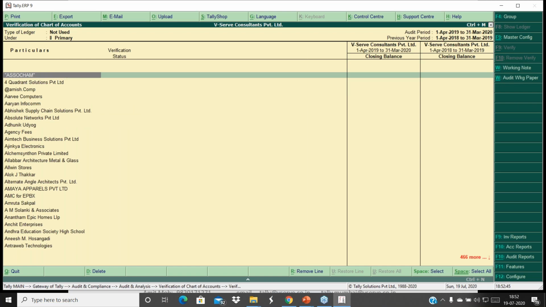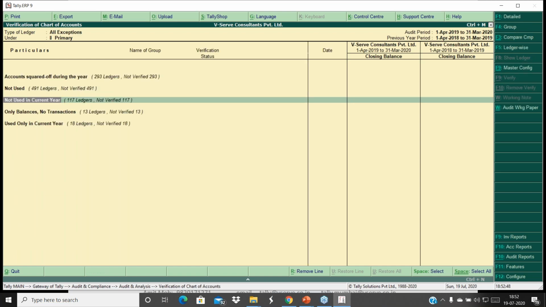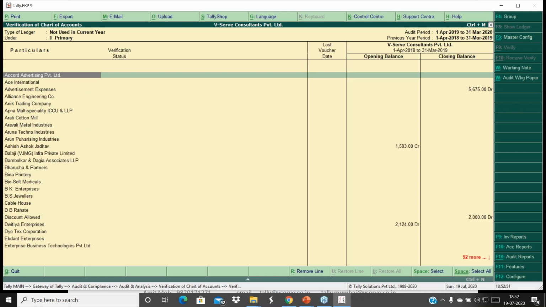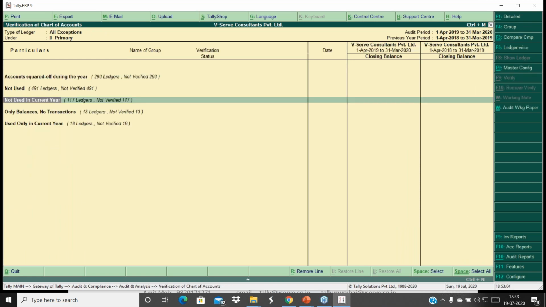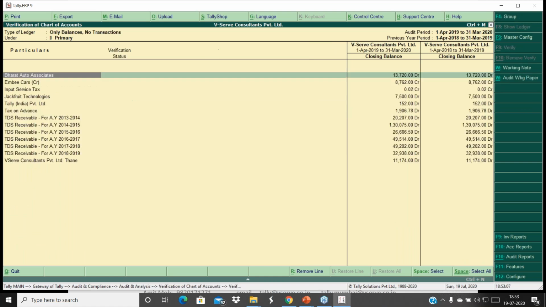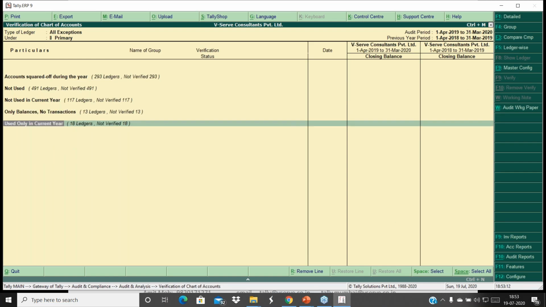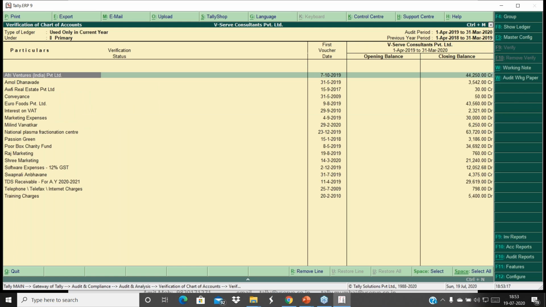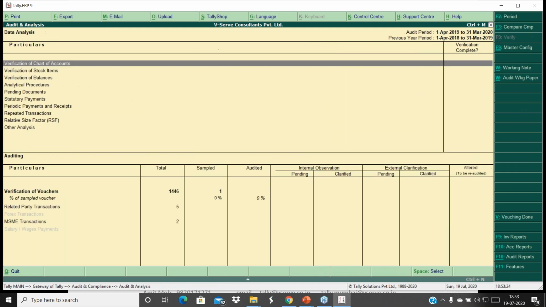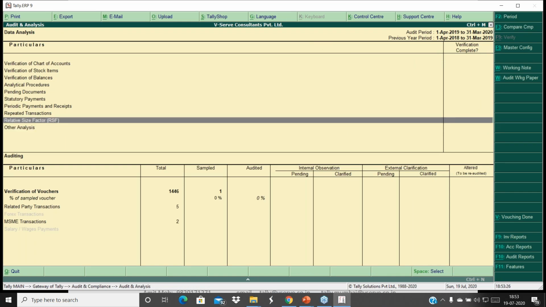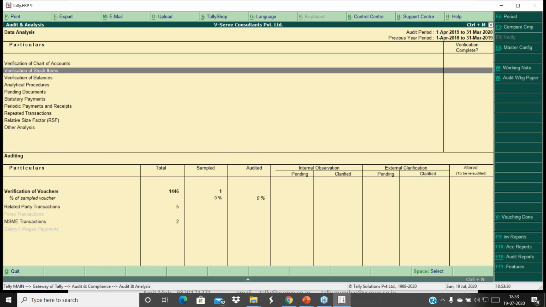I can decide what to do with this if I know what type of customers or suppliers there are, or why these are all stagnant ledgers not used in the current year. They have some balances but are not used in the current year. So it becomes very essential for me to find out why we are not having any transactions with this particular party. Only balances, no transactions. So now I'll come to know that these are the ledgers which were opened on this particular date.